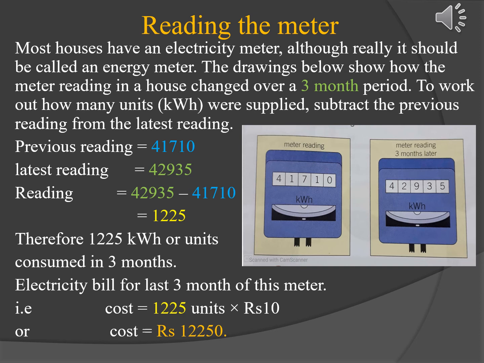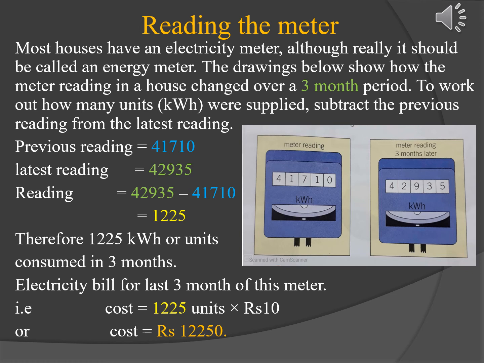Dear students, in this figure, previous reading is 41,710, while the latest reading after 3 months is 42,935. Now we will subtract 42,935 minus 41,710. So, the answer is 1225. Therefore, these are the total 1225 kilowatt-hours, or units consumed in 3 months.